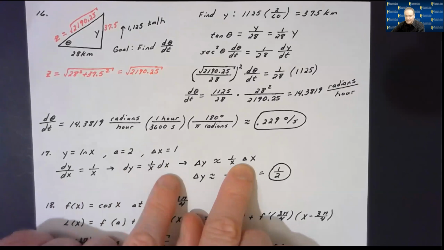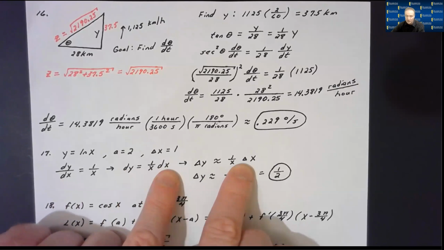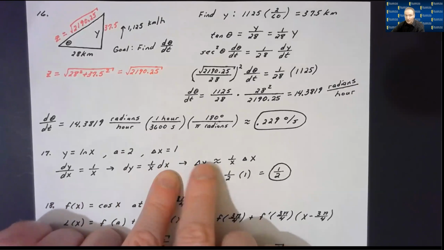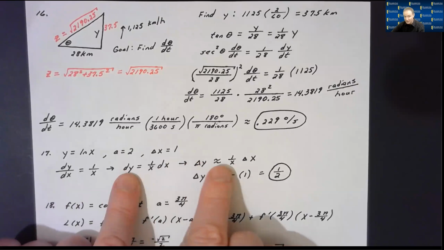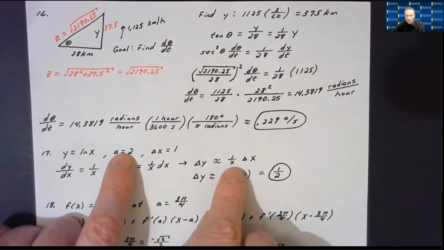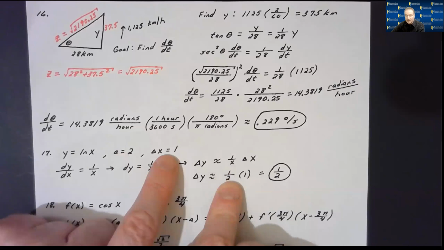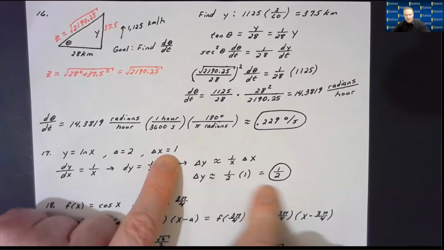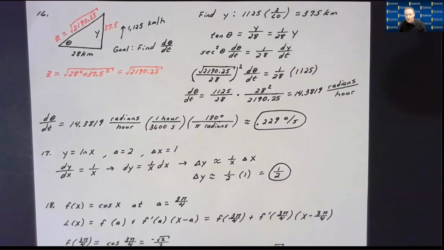Now, dy and dx are the infinitesimally small change in y and the infinitesimally small change in x. That's why this is not an equation, this is an approximation. So I can say, well, okay, let's see if that approximation is going to be valid in this case. We can say the approximate change in y should equal the x value of interest here is 2. So I can plug in 1 over 2 times the change in x, 1. And I get that the change in the y value should be approximately 1/2.